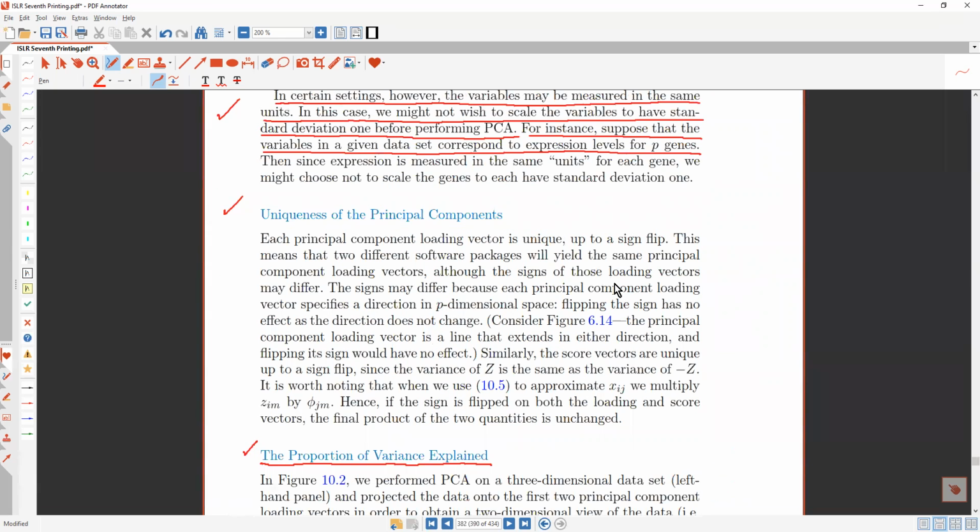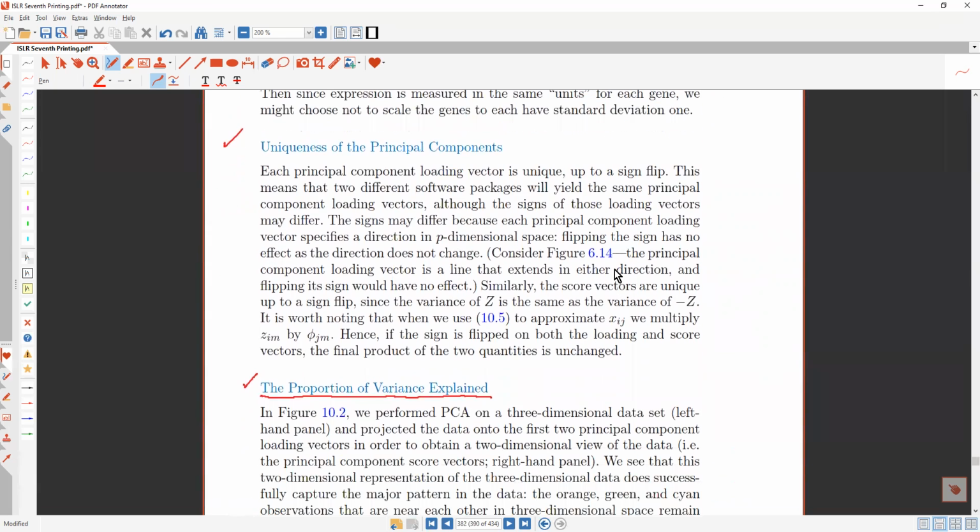Okay, so uniqueness of the components. They are unique. However, because of the way they're constructed with vectors, you will sometimes see from a software program a flipping of the sign, but it doesn't have an effect on the principal components analysis. Sometimes you run it in R, then you run it in SPSS or Stata or SAS, and you'll see that the signs actually flip. What was negative in one is now positive, but the principal components analysis is still operating. That's because of the way these vectors work.